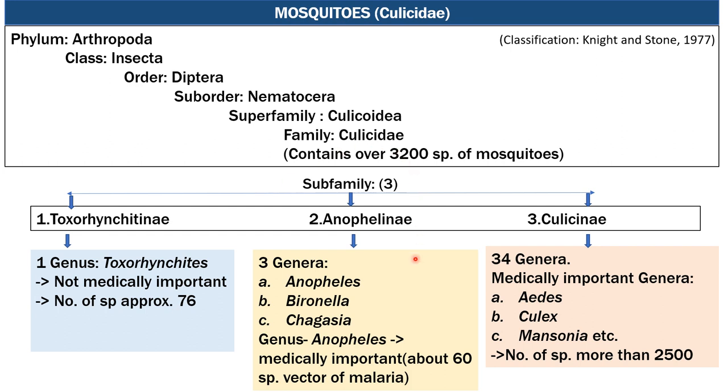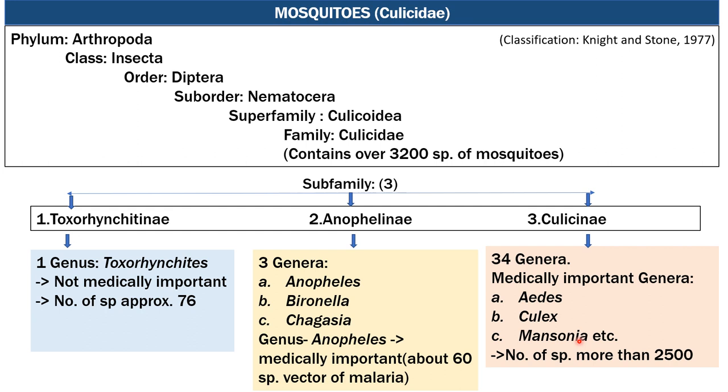The subfamily Anophelinae comprises three genera: Anopheles, Byronella, and Chagasia. Out of them, the genus Anopheles is highly important, as around 60 species of Anopheles have been reported as vectors of malarial parasites. The subfamily Culicinae comprises the highest number of genera. A total of 34 genera with more than 2500 species have been reported. The Culicinae subfamily is divided into 10 tribes. Many of the genera of Culicinae are medically important, and among them Aedes, Culex, and Mansonia can be mentioned.